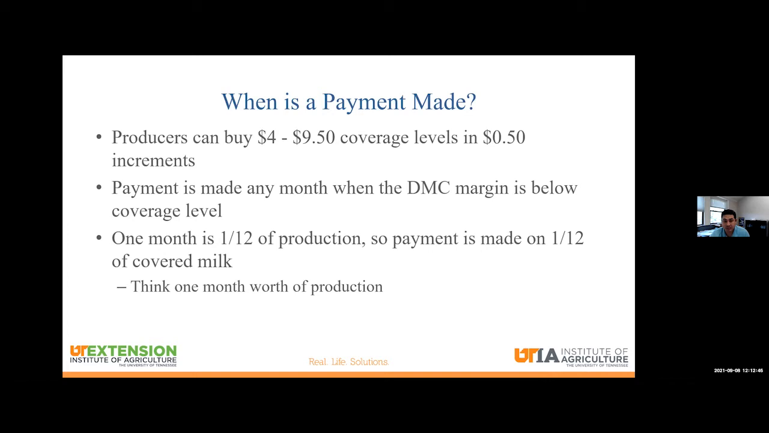The producers will select the $4 to $9.50 coverage level in 50-cent increments. The payment is made any month when the DMC margin is below the coverage level. Think about it as one month's worth of production. One month is 1/12 of production, so payment is made on 1/12 of covered milk. Again, just think about it as one month's worth of production.